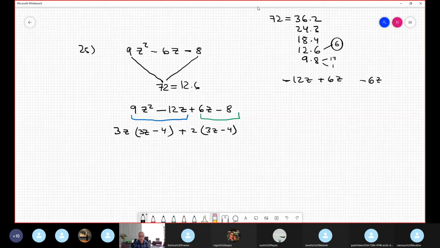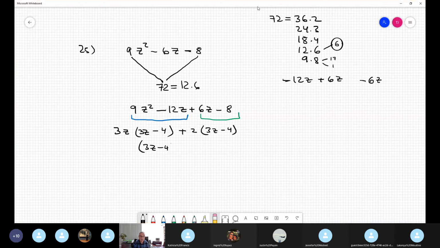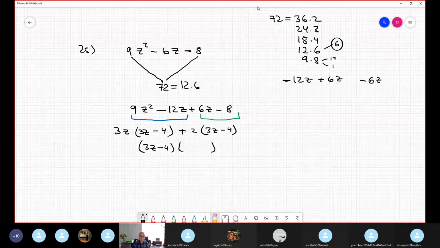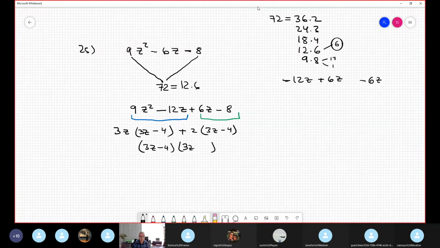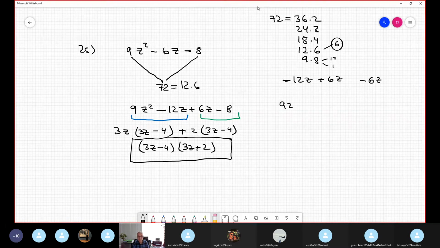because I can see that 3z minus 4 is common. I repeat again, I factor out, open the last parenthesis. In the last parenthesis, we have 3z plus 2. Okay, and closing the box because I suppose that this answer is correct, but I cannot suppose. I need a verification. Okay, you multiply, you go backward. 3z times 3z, 9z squared. 3z times 2 is 6z.